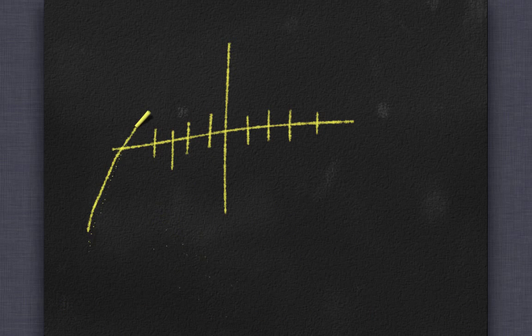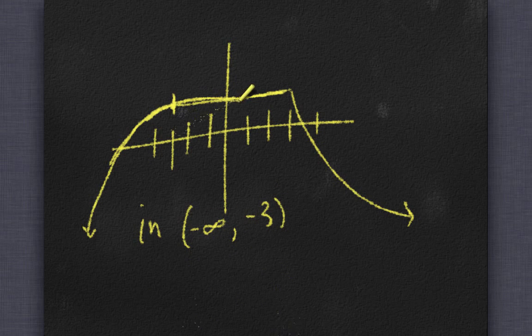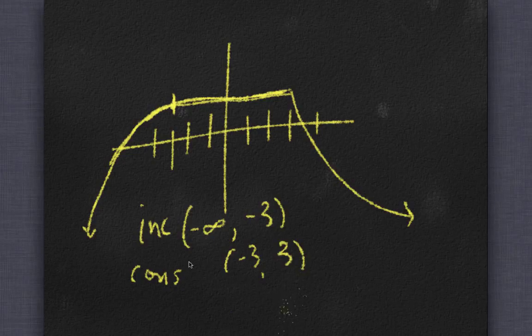So let's say that we go like this, kind of quadratic situation, to here, and then pretend that's a horizontal line I just drew, to there, and then like that. So it was increasing to here because it's going up, up, up, up. So increasing from negative infinity to negative 3. It's constant from negative 3 to positive 3. And it's decreasing from here on.